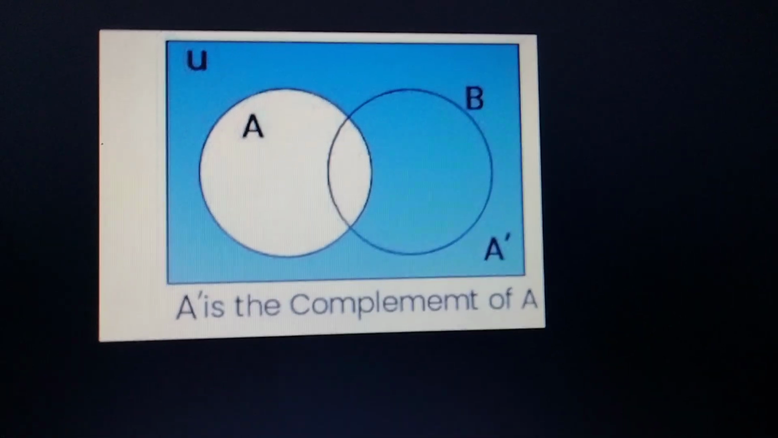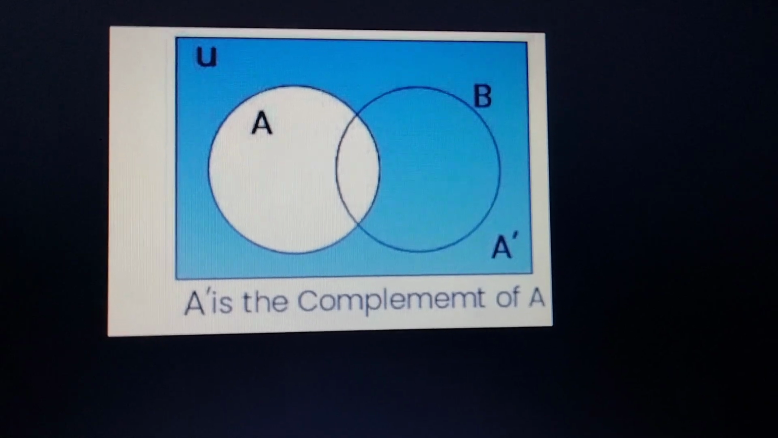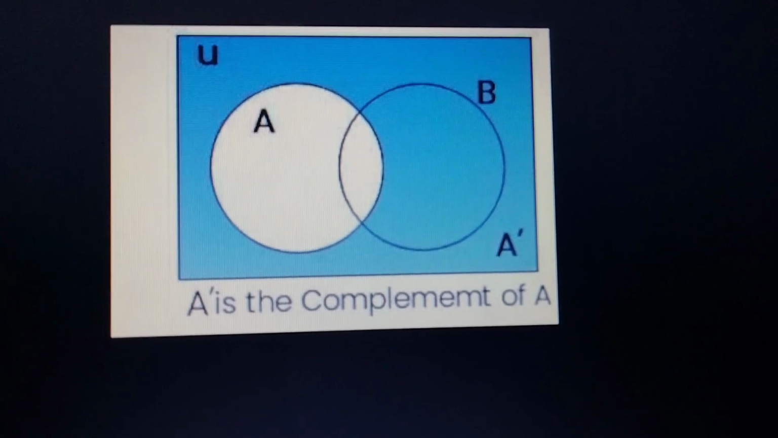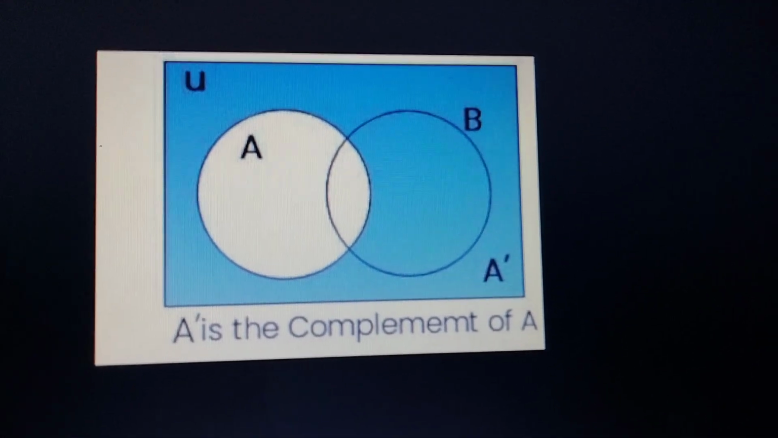Like when you have complementary colors, they're opposites on the color wheel. This will be the complement of A, the opposite of A. Instead of having people that do like apples, now you have people that don't like apples.